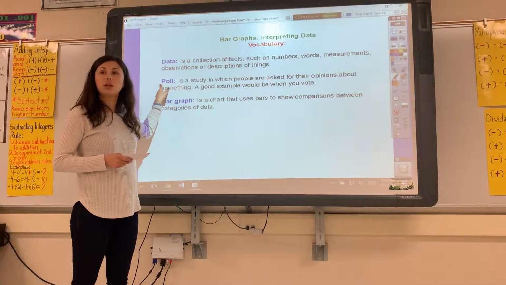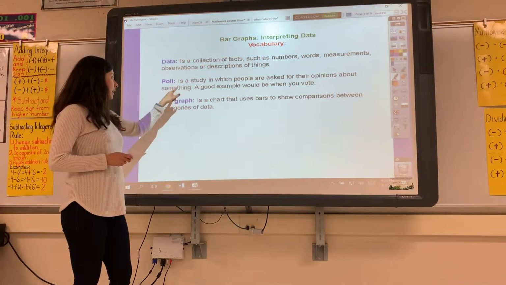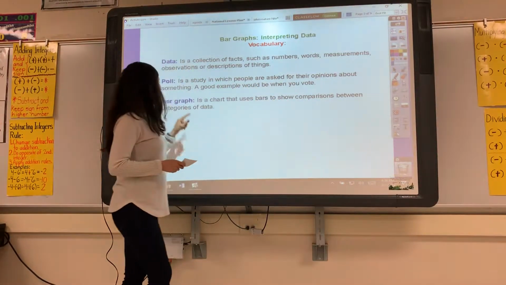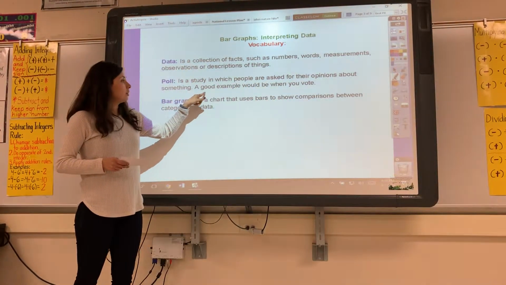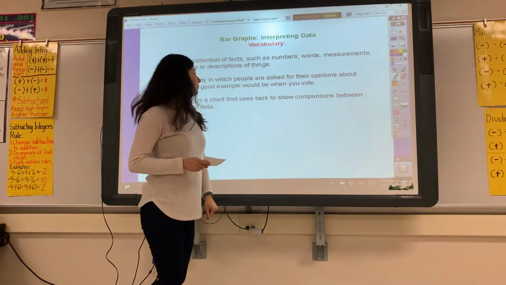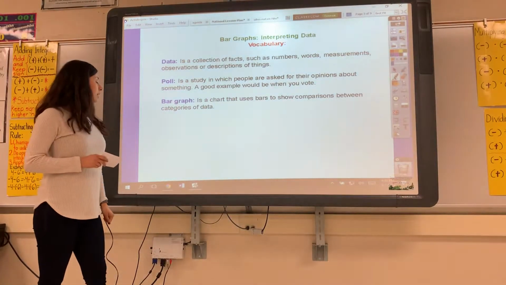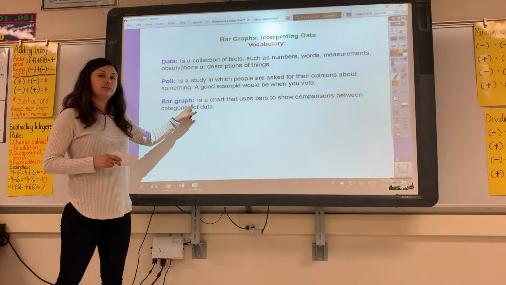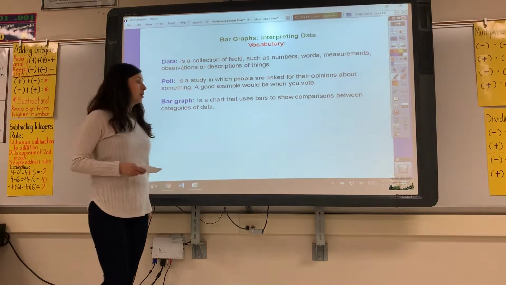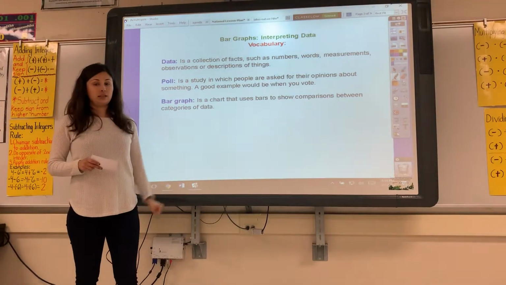Good, poll. So this is what poll means. It is a study in which people are asked for their opinions about something. A good example would be when you vote. Okay? The next word is bar graph. So a bar graph is a chart that uses bars to show comparisons between categories of data.